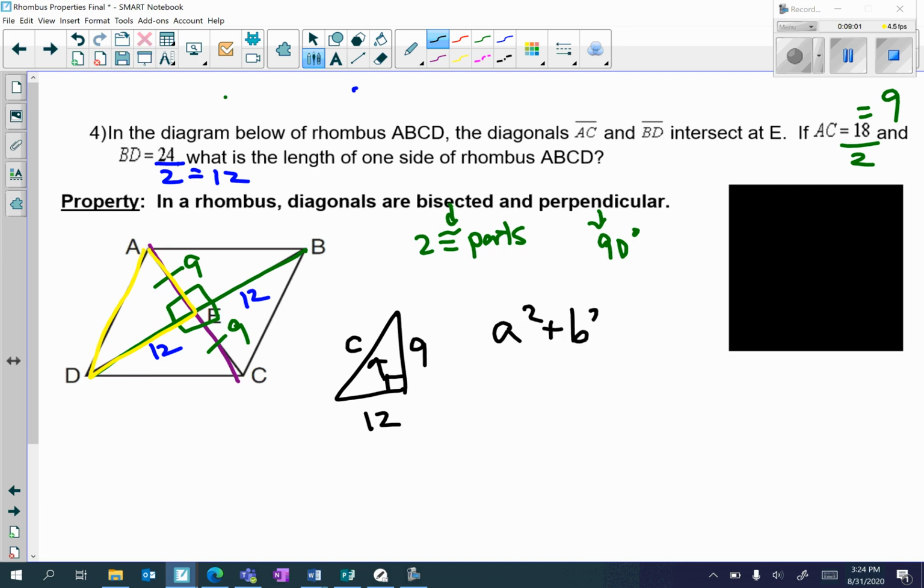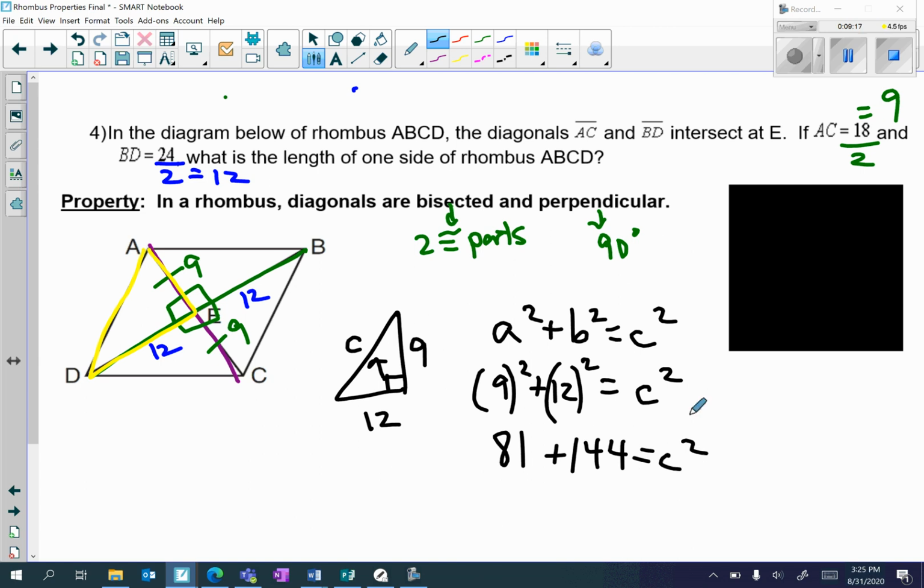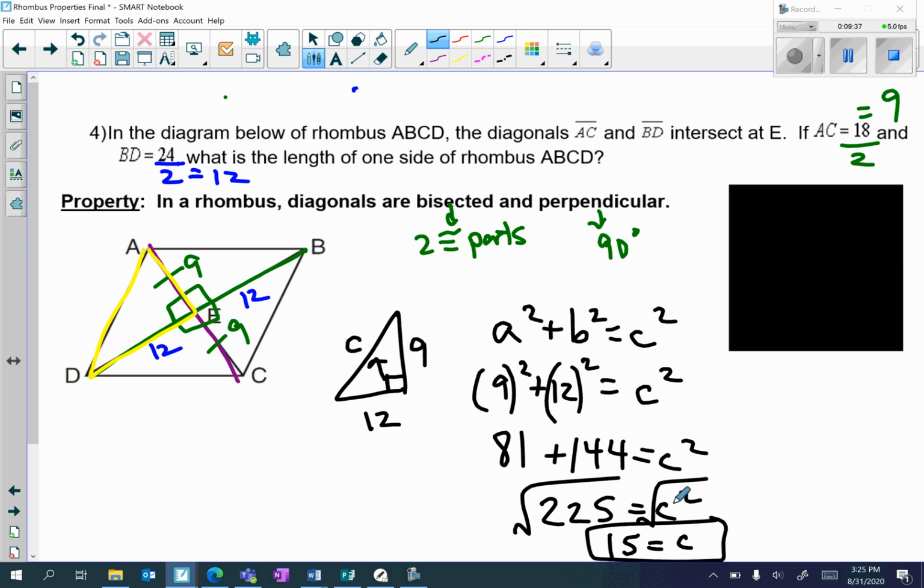A squared plus b squared is equal to c squared. I'm finding my c squared because that's the hypotenuse. So all I have to do is 9 squared plus 12 squared. 9 squared is 81. 12 squared is 144. That is equal to c squared. 81 plus 144 is 225, which is equal to c squared. Now remember that I need to take the square root of both sides, and radical 225, if you put that in your calculator, it's a perfect square, and it's 15. So the side of this rhombus is 15.